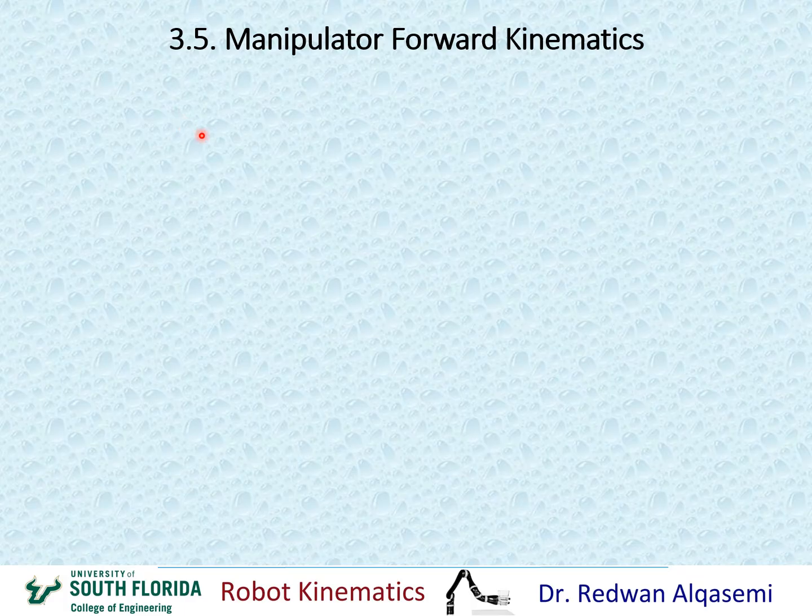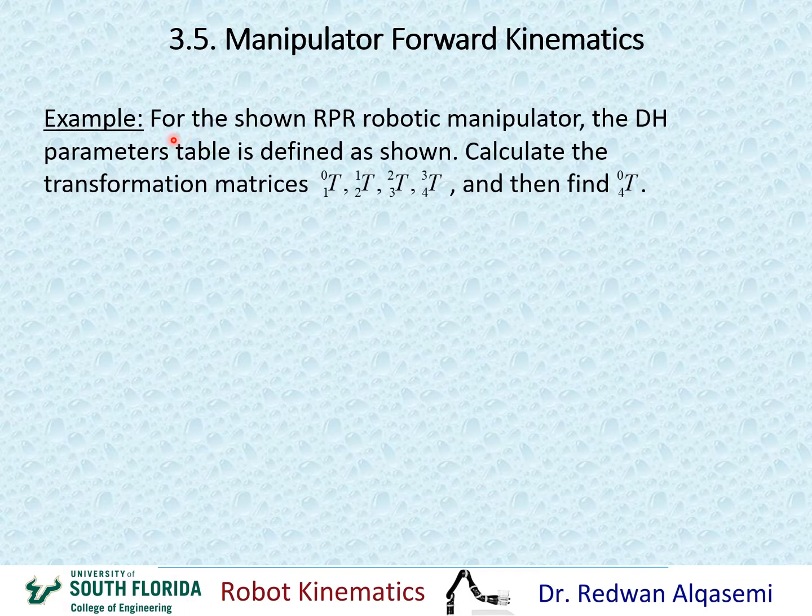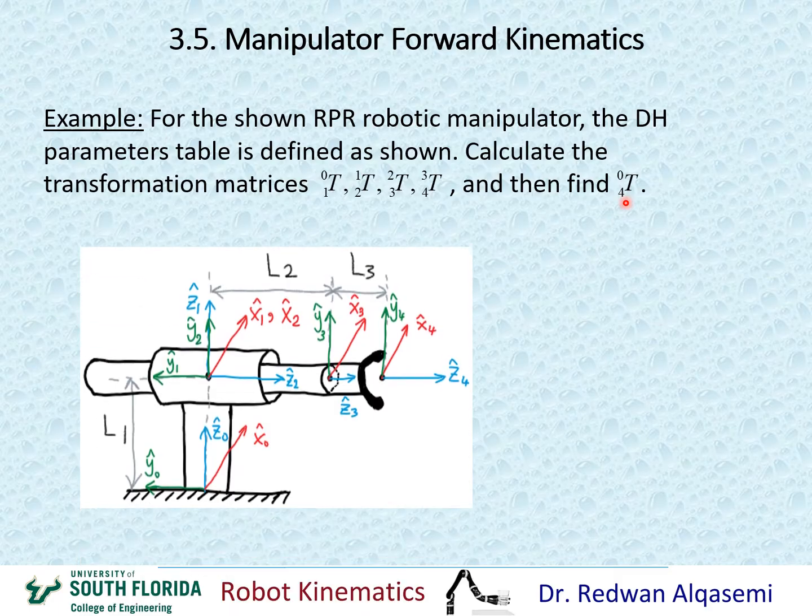Let's take an example now on how to do the forward kinematics and find the transformation matrices. For the shown RPR robotic manipulator, the DH parameters table is defined as shown. Calculate the transformation matrices T01, T12, T23, T34, and then find T04, which is the total transformation.